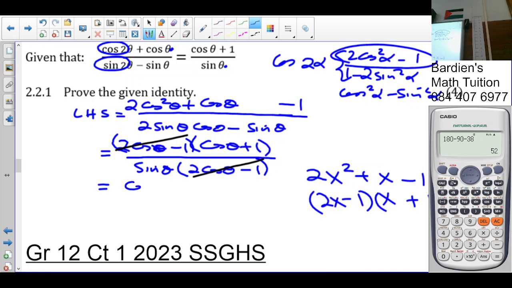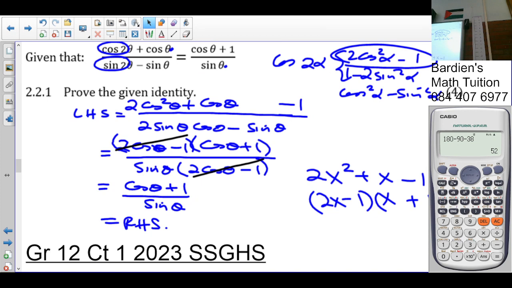So what are we left with? Cos theta plus 1 over sine theta. And as you can see, it's equal to the right hand side. Okay.